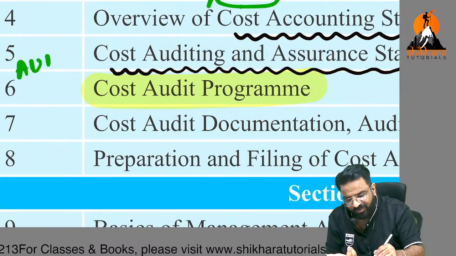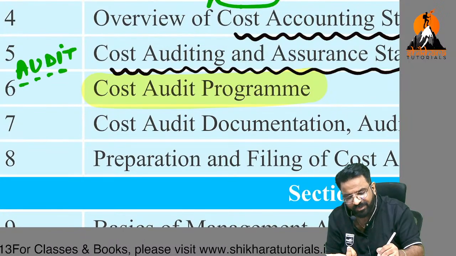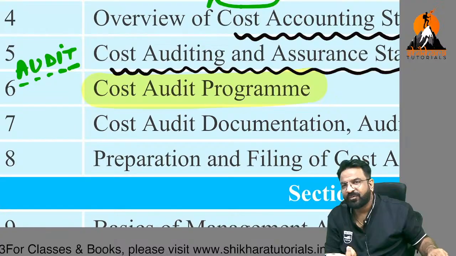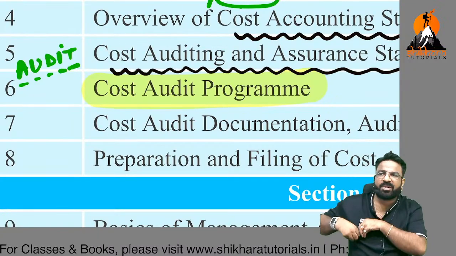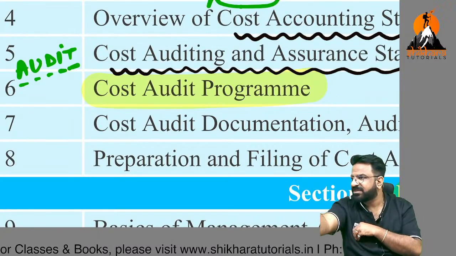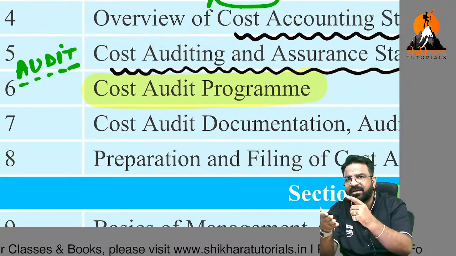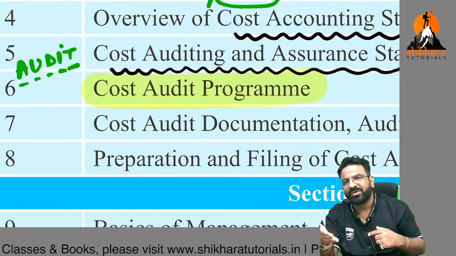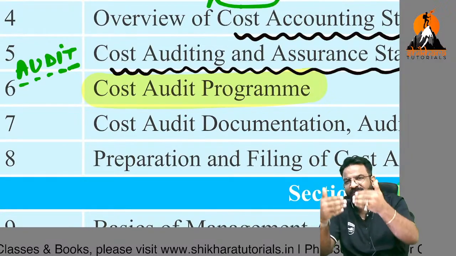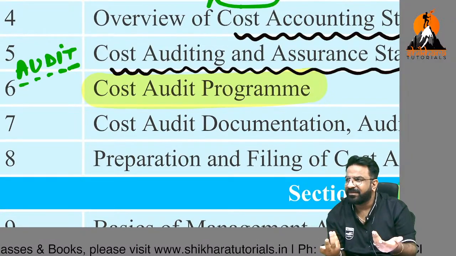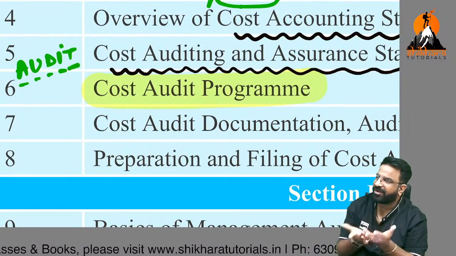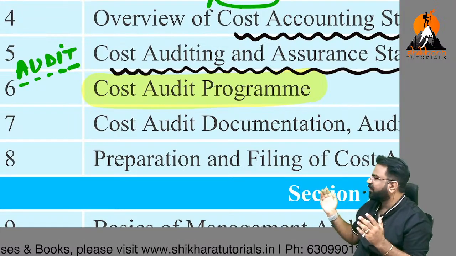What is an audit? All you do is tick only. We also do like this. We have a program in my pocket. I went to the client's place. As and when I check the items, I put a tick mark. And once my total program is over, what does that mean? Audit program is over. Audit is over. This is what we mean by audit program.